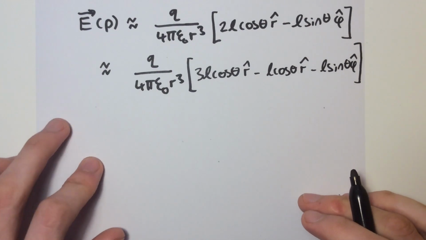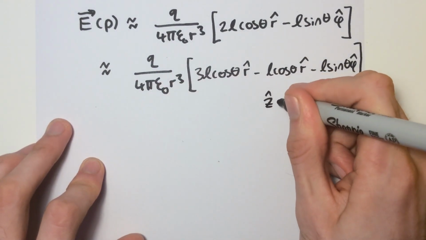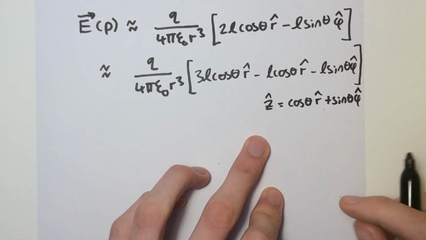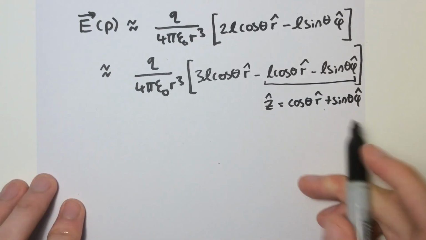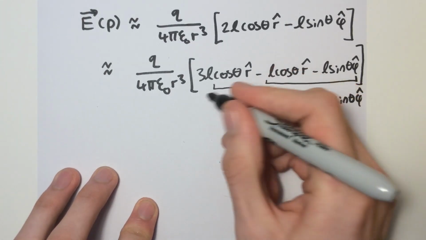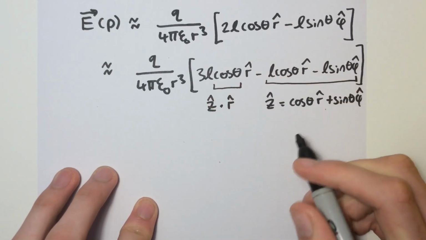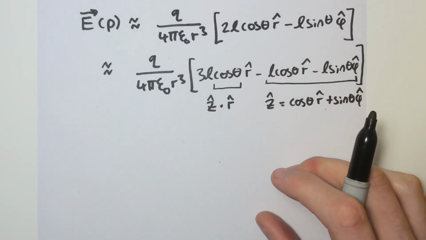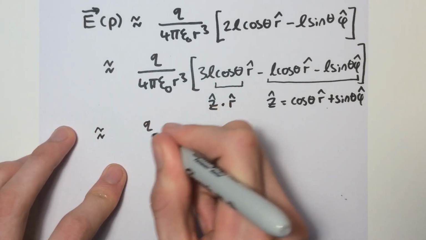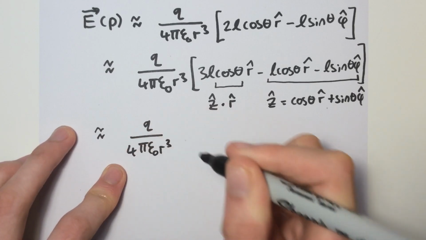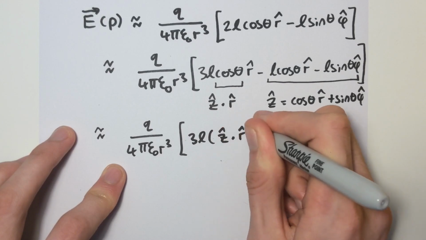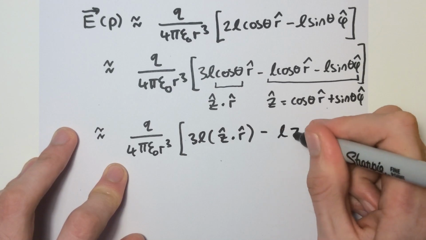Okay, but you remember that our definition of the z unit vector, okay, was cos theta r hat minus sine theta theta hat, right? So using this, and also the fact that we know cos theta, okay, from our diagram it's simply going to be the dot product between z hat and r hat, because it's the angle between the z unit vector and the r vector. So knowing these, we can then approximate this as Q over 4 pi epsilon naught R cubed times 3L z hat dotted with r unit vector times r hat, minus L z hat.